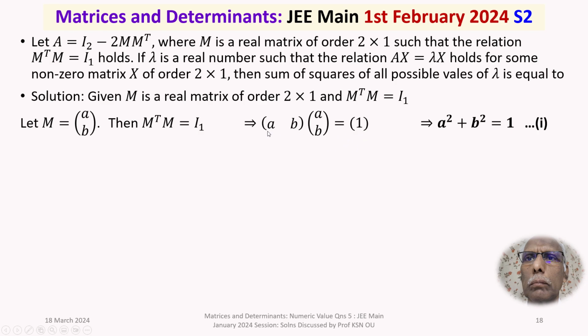Multiply. It is 1 by 2 multiplied by 2 by 1, which is 1 by 1. And it is a square plus b square is equal to 1. That's the first relation, let us say.